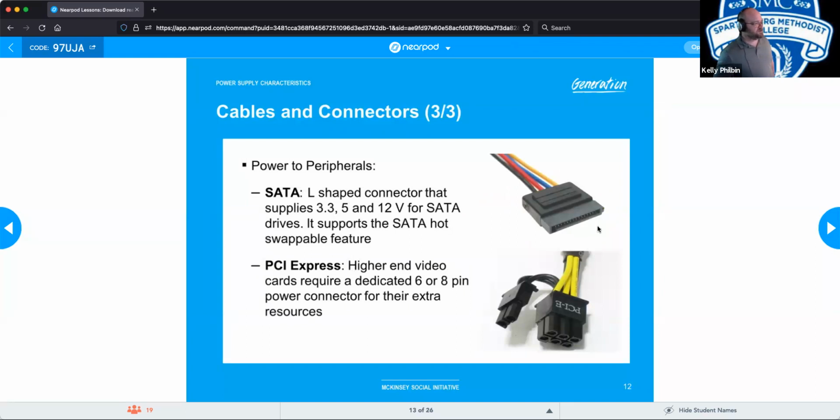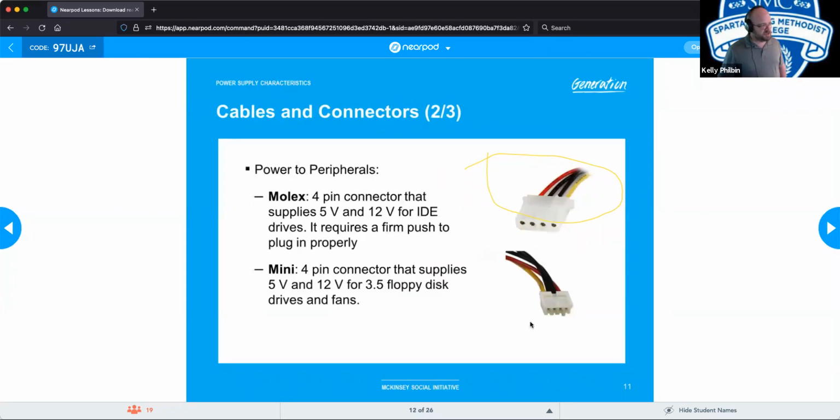Should be familiar with this one now. The SATA up top. It has a slight L shape to it, kind of like your SATA drive connectors that you would see on your motherboards themselves, or on the floppy drives that you would connect down to your motherboards. So this would supply power to hard drives and other drives as well. And typically is almost always a black connector, unlike the Molex and the Mini 4, which for the most part tend to be white connectors themselves, just so you have a little bit of a quick visual reference when working with them.